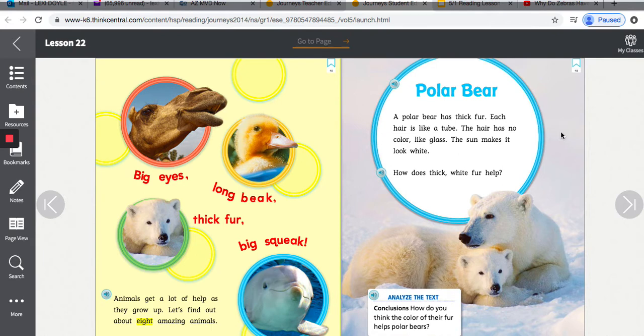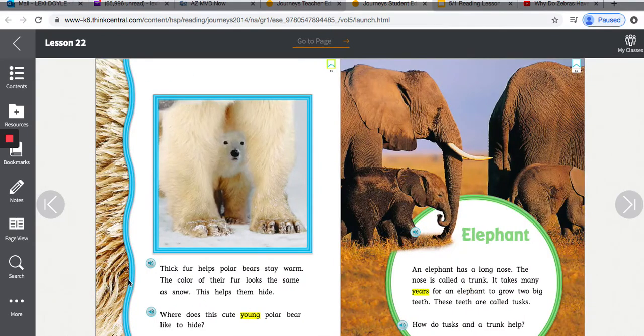So go ahead, and if there is someone next to you, tell them and try and answer, why do you think having thick white fur helps polar bears? Okay, if you're not done, go ahead and pause it and then come back. We're going to turn the page and see what else we can learn about polar bears. Thick fur helps polar bears stay warm. The color of their fur looks the same as snow. This helps them hide. Where does this cute young polar bear like to hide? Where does it look like this young polar bear is hiding in this photo?